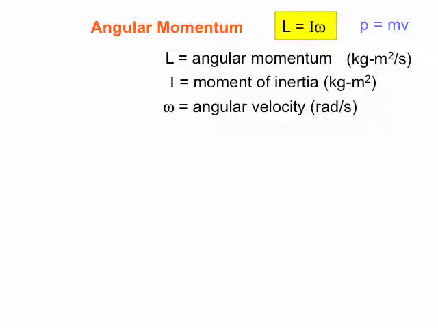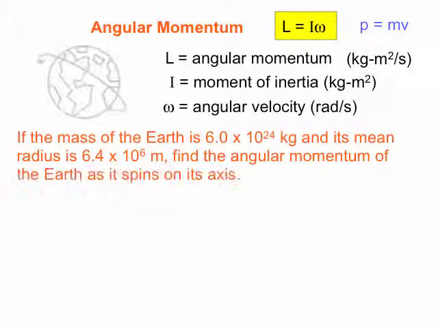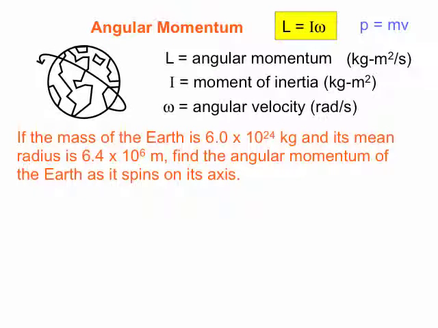So, if the mass of the Earth is 6 times 10 to the 24 kilograms, and its mean radius is 6.4 times 10 to the 6 meters, find the angular momentum of the Earth as it spins on its axis.